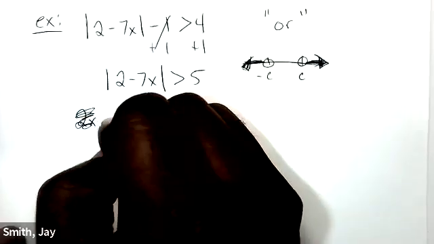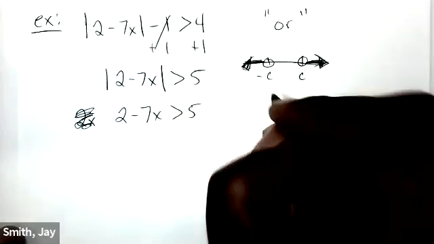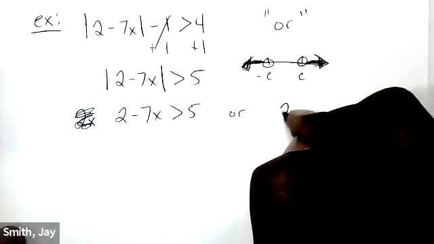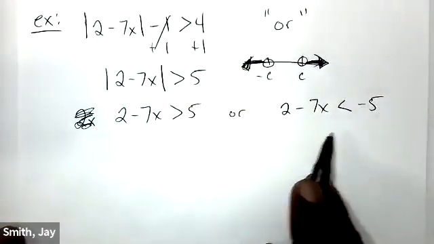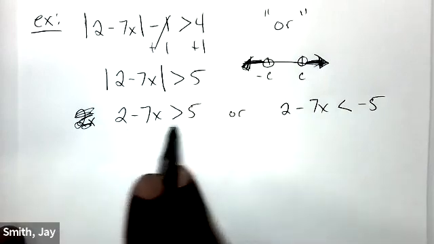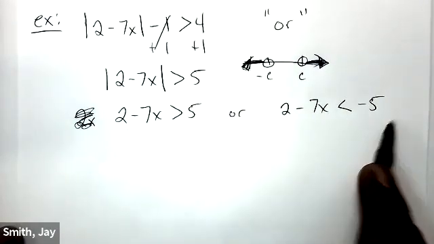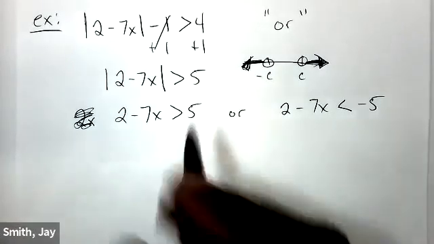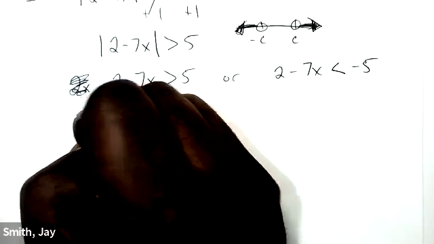2 minus 7x greater than 5, bigger than the biggest value, or 2 minus 7x less than -5, smaller than the smallest value. All right, exactly as we see it without the absolute value bars. Change the inequality, flip the sign. After that, we're just solving, keeping in mind that if we divide by a negative, the sign flips.